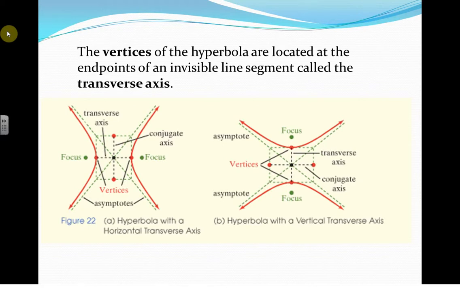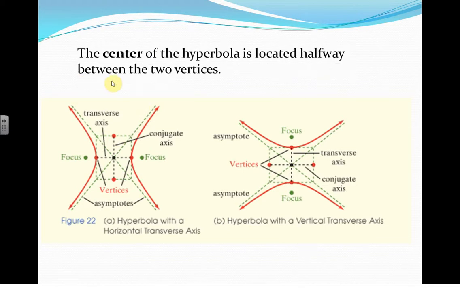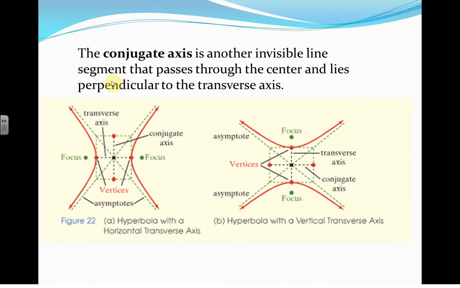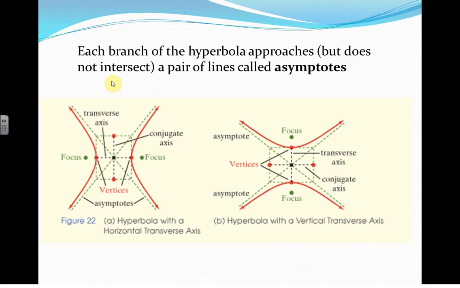The vertices are located on the endpoints of an invisible line segment called the transverse axis. You want to think transverse axis is the same thing as the major axis. Center is located in the same place. Conjugate axis, you want to think minor axis. And each branch of the hyperbola approaches but does not intersect a pair of lines called asymptotes. These are new, people. This is the new part with hyperbola. These crisscross lines, those are asymptotes that will always cross through this imaginary box that's made between your transverse and conjugate axis, which you can refer to as major and minor in your brain.